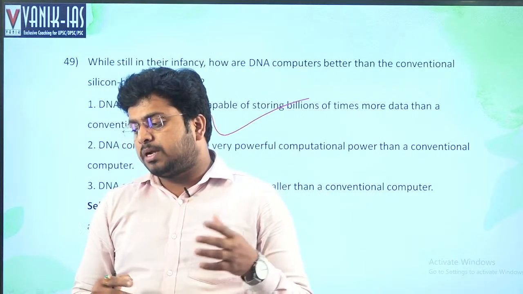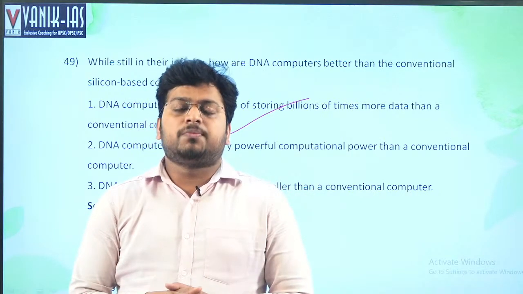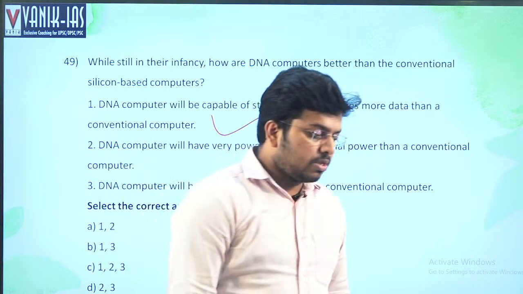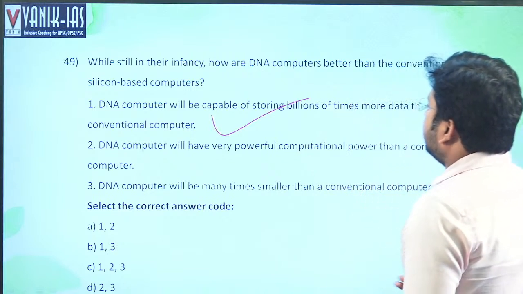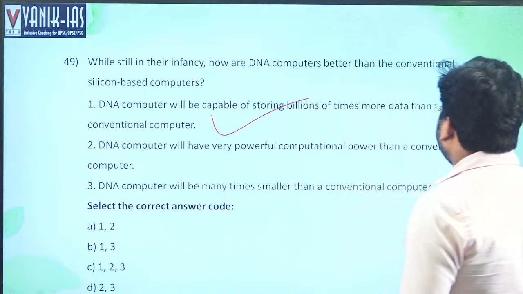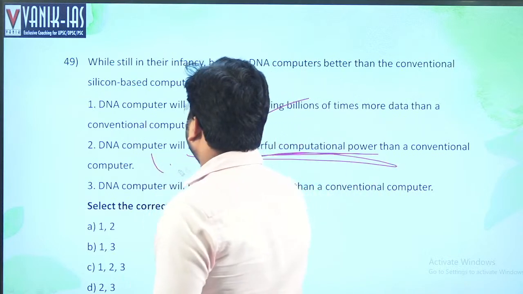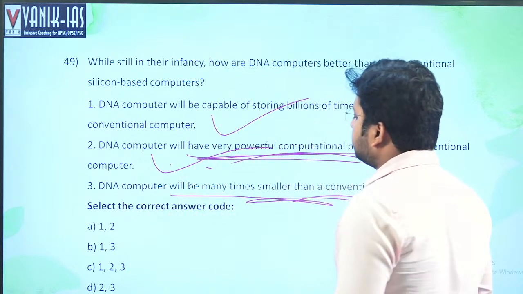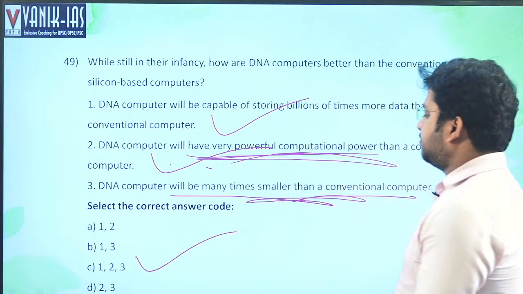It has more power as compared to any type of memory, that is the electronic memory that we are using, right? So it is more capable of storing billions of times more. A DNA computer will have very powerful computational power compared to a conventional computer. Yes, it has very powerful computational power. A DNA computer will be many times smaller than a conventional computer. Obviously, it will be many times smaller. So all three options are right regarding DNA computers.